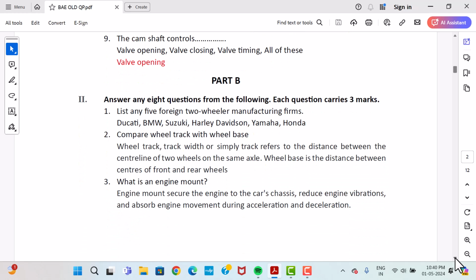Next is Part B. Part B is of 3 mark questions. There will be 10 questions and you have to answer 8 questions. First question. List any 5 foreign two-wheeler manufacturing firms. One is Ducati, BMW, Suzuki, Harley Davidson, Yamaha, Honda. You must also know the country in which these manufacturing companies are situated.